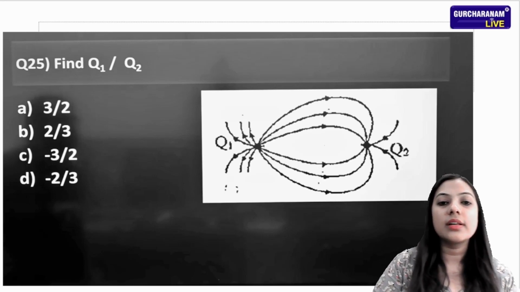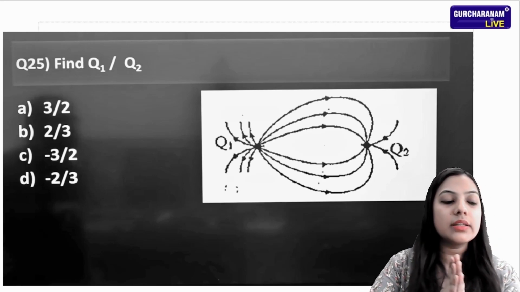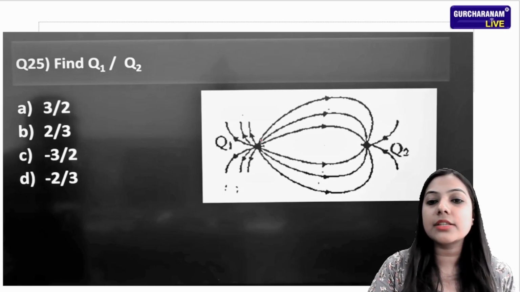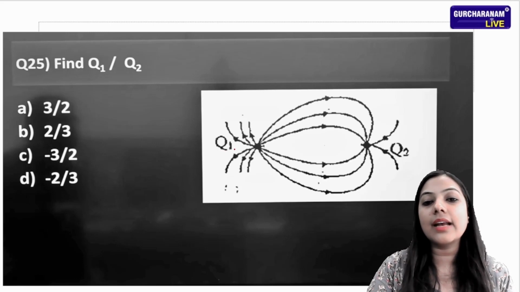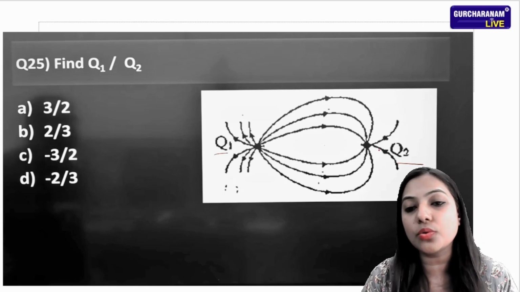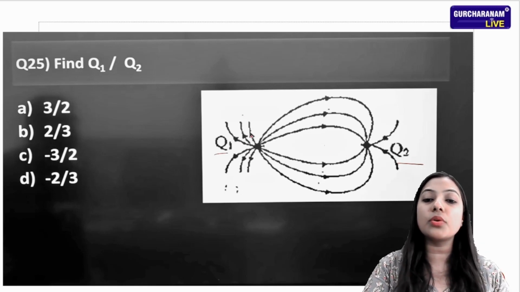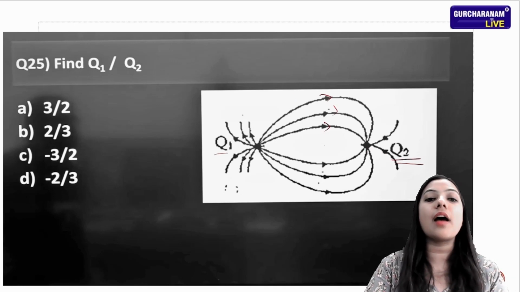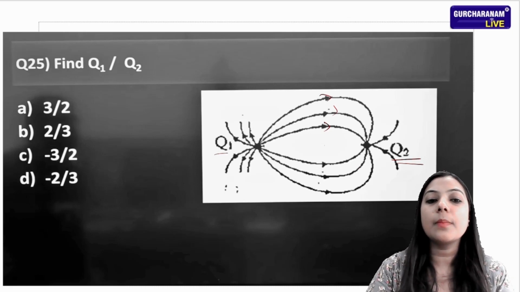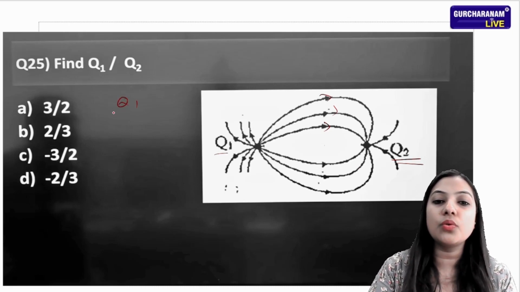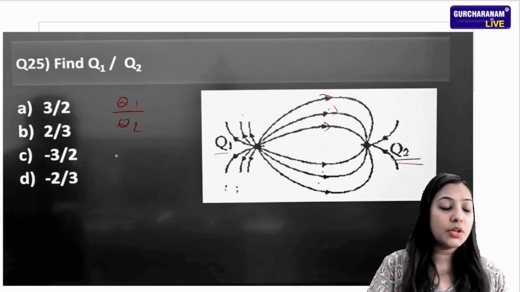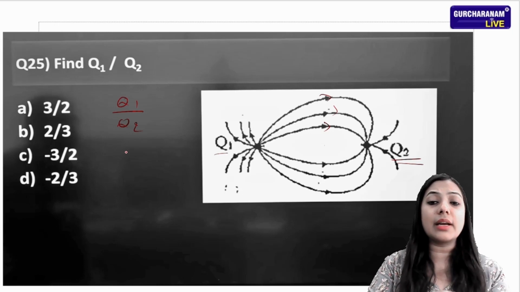So this is a question based on the electric field lines. You can see in this question there are electric lines of force originating from Q1 and terminating at the Q2 charge. These originate from the Q1 charge and end at the Q2 charge. So we have to find Q1 upon Q2. How do we find this? For Q1 and Q2, we have to count the electric field lines.